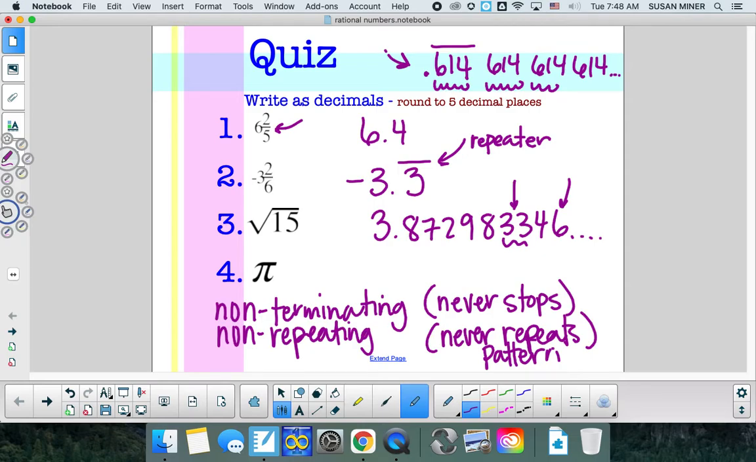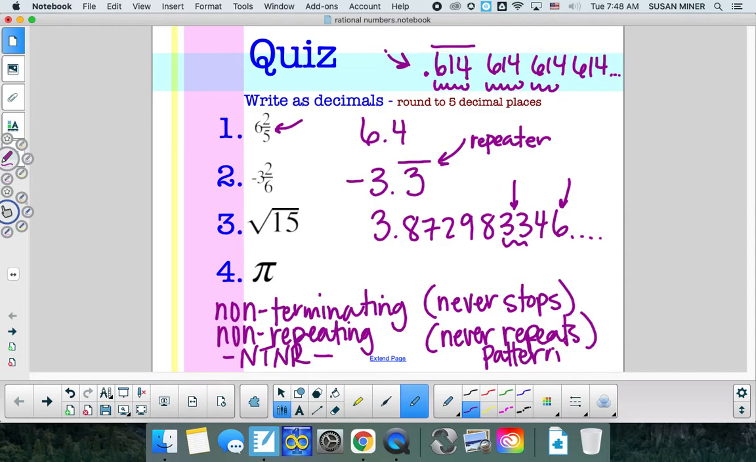So sometimes you'll see me abbreviate non-terminating, non-repeating as NTNR, just because it's a short notation, right? A shortcut notation. I don't have to write out non-terminating, non-repeating all the time, because that can get a little tedious. So Ms. Minor will sometimes abbreviate that as NTNR, non-repeating, non-terminating. Okay, and that's a good vocabulary word to have.